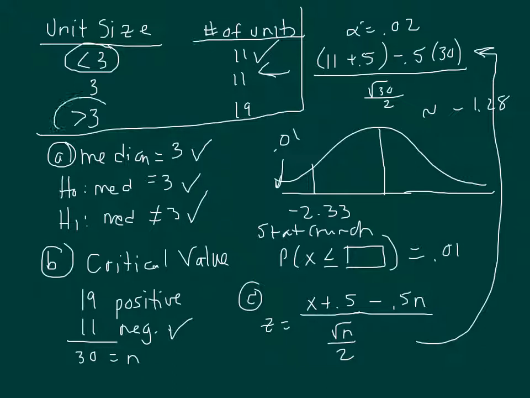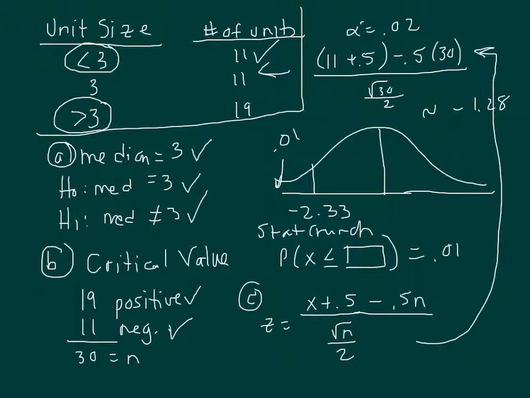If you take a number that's greater than 3 and you subtract the median, it's going to give you a positive number. So I've got 19 positive numbers. If I sum those two numbers together, that's going to give you n. In this case, it's 30. Whenever n is larger than 25, your test statistic will be your z. So what you want to do next is find your critical value.